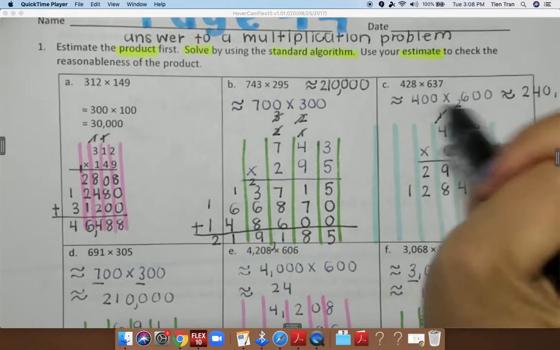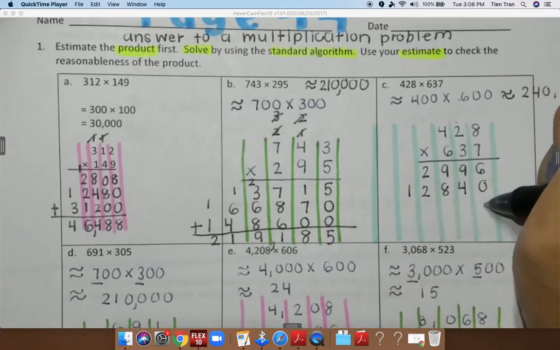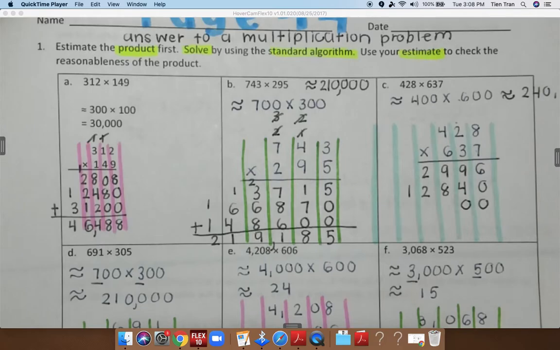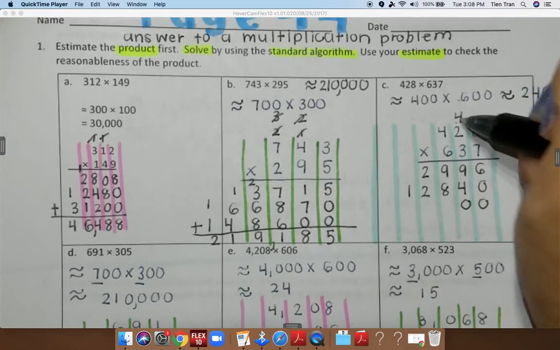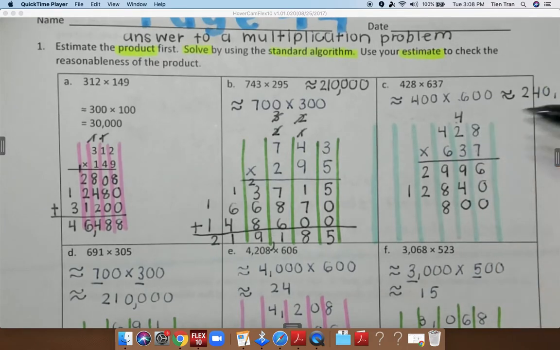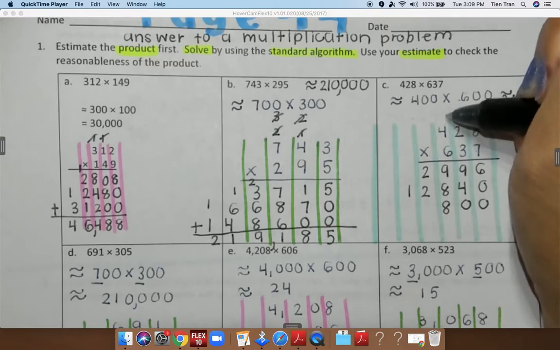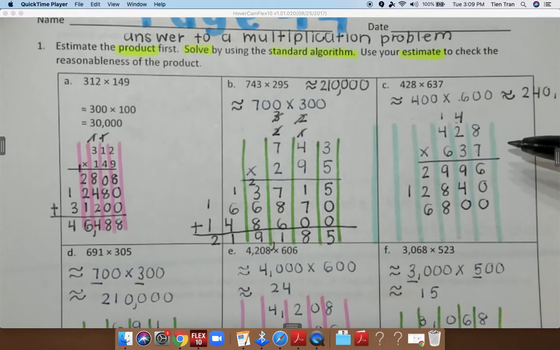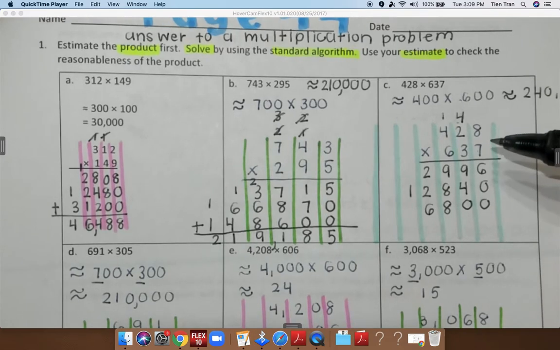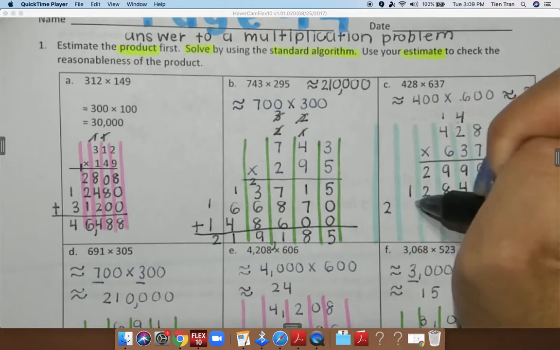And now I'm multiplying in my hundreds place. So I'm going to add 2 zeros because I'm multiplying in my hundreds place. 6 times 8 is equal to 48. 6 times 2 is equal to 12. 12 plus 4 is equal to 16. 6 times 4 is equal to 24. 24 plus 1 is equal to 25.